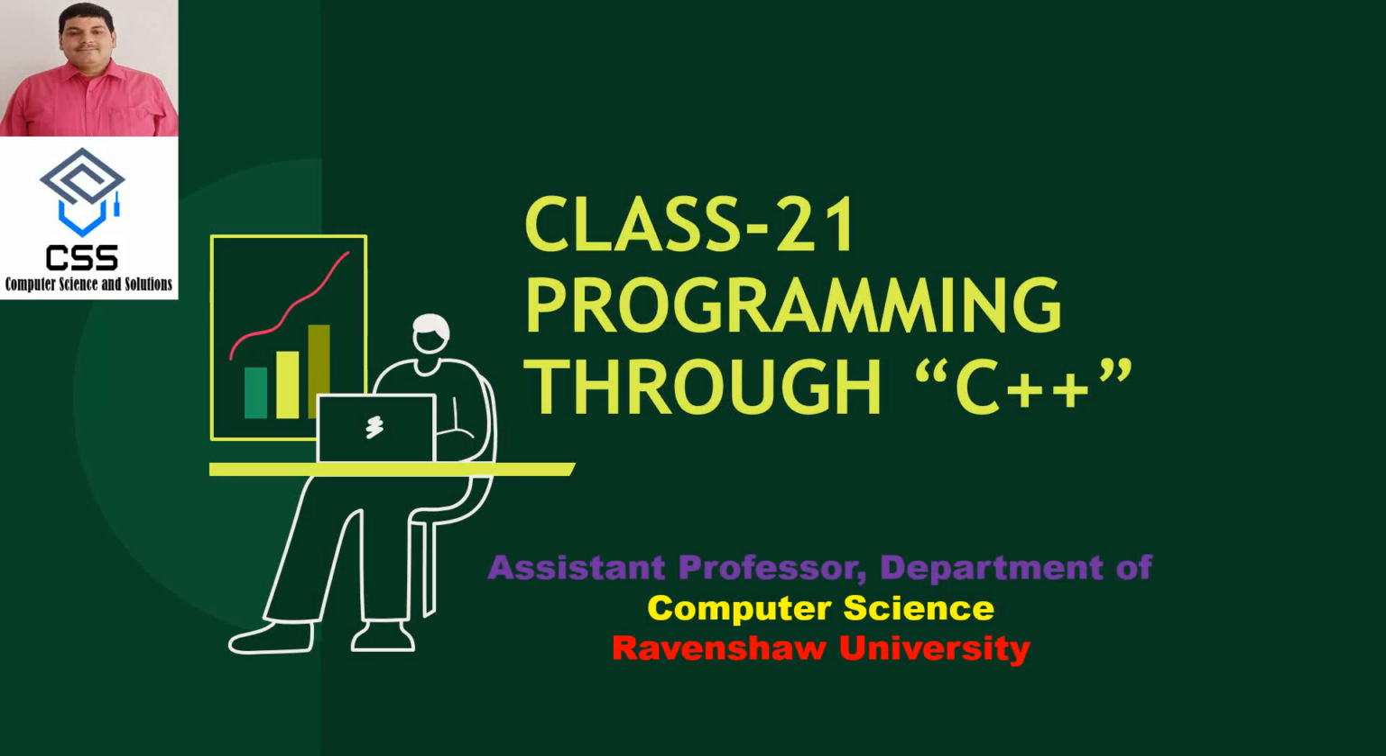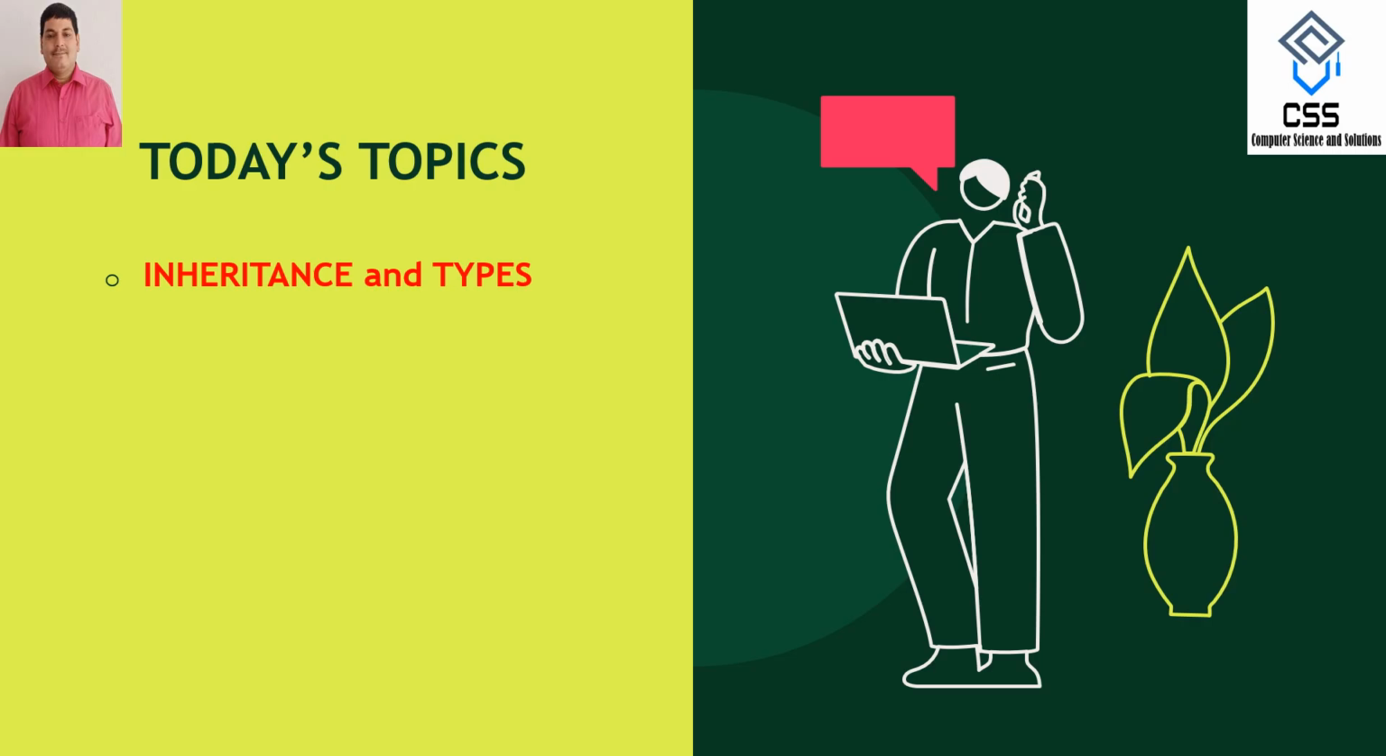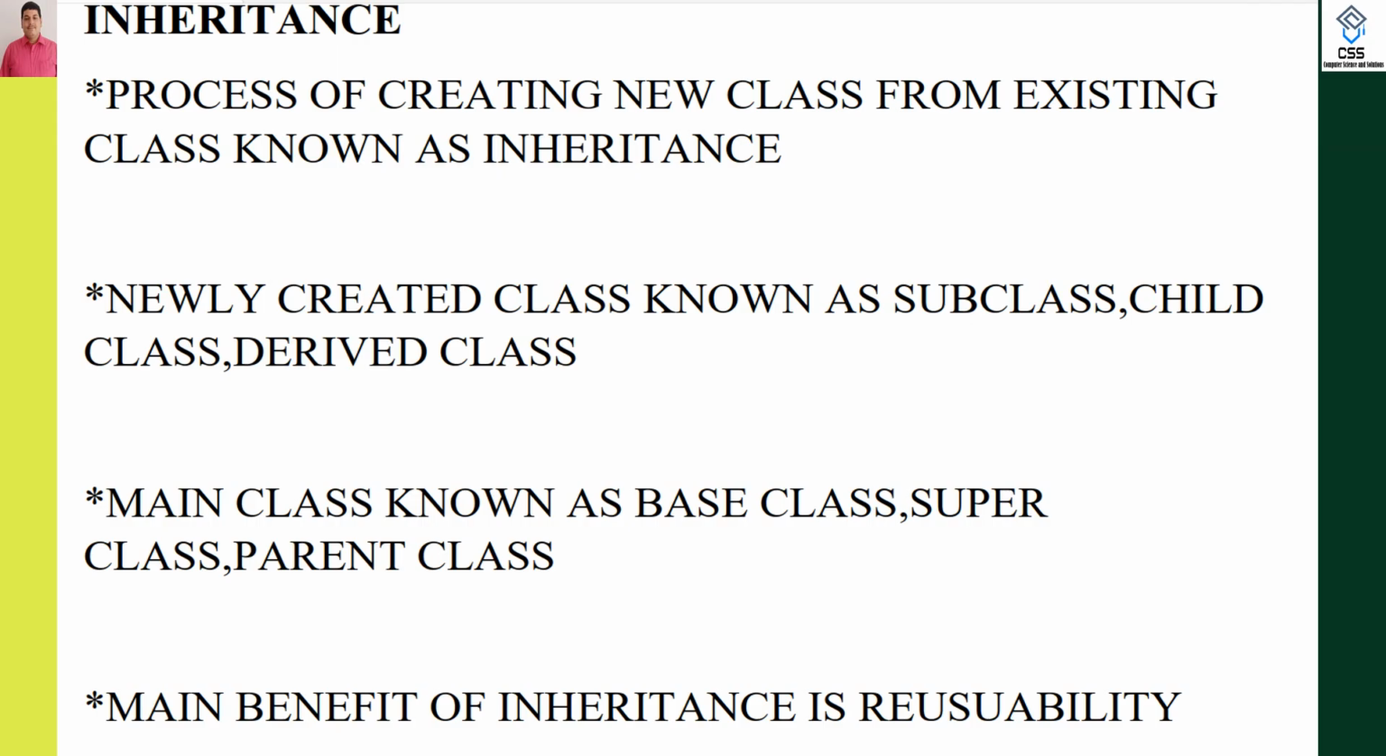Friends, in today's class we are going to discuss one of the important pillars of object-oriented programming, which is inheritance. We must know that the process of creating a new class from an existing class is known as inheritance. The existing class is known as the base class, parent class or super class, and the newly created class is termed the derived class, subclass or child class.